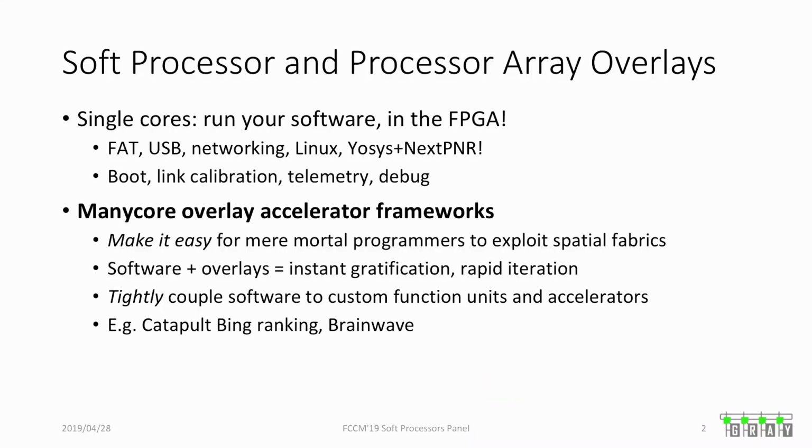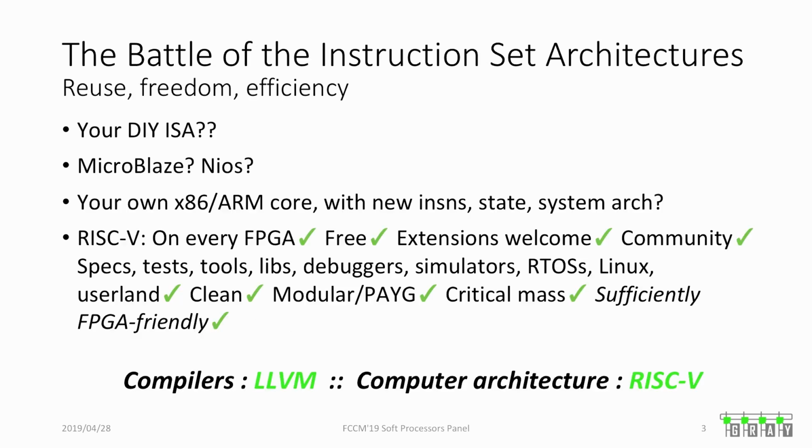Because you have all these processors that are tightly coupled to custom function units and accelerators, those accelerators are 2 or 3 cycles away rather than 100 cycles away over PCI Express. And these things have been used very effectively already in Catapult, Bing Ranking, and Brainwave, and other places.